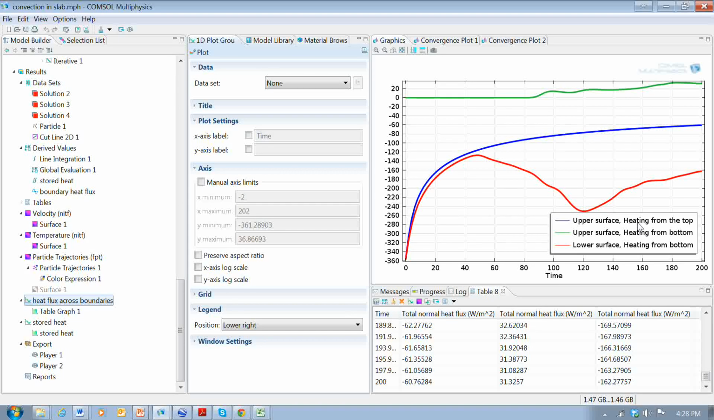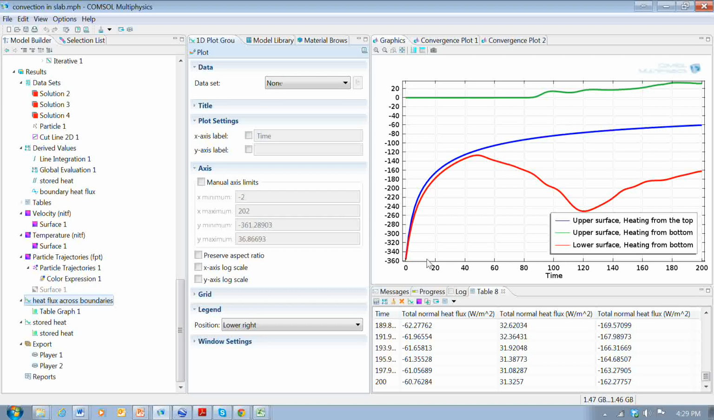So the first analysis that I did was for heating the top. Basically, that's the first analysis that we did. And if you heat the top and hold it at constant temperature, then the heat flux is shown here with this blue line. And so it's initially minus 360, and so that's an energy flux, and it's going into the slab. And the heat flux then decreases with time. And finally, at the end, it's about minus 60.